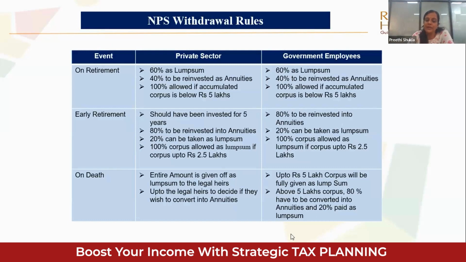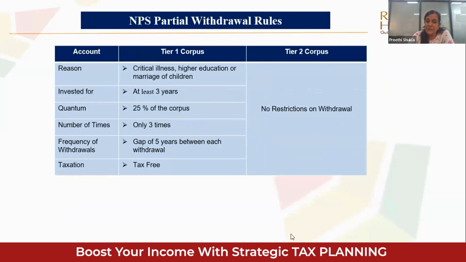On death, for a private sector employee, the entire amount is given to the legal heirs, and they can decide whether they want to convert it into annuities or not. For a government employee, if the corpus is less than 5 lakhs, the entire amount is given away. If it is more than 5 lakhs, 80% has to be converted into annuities, and 20% is provided as lump sum. So these are the NPS withdrawal rules.